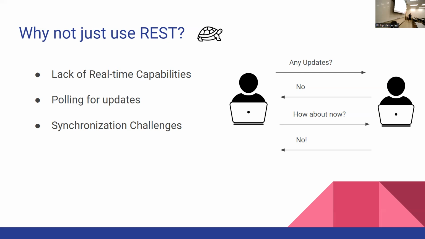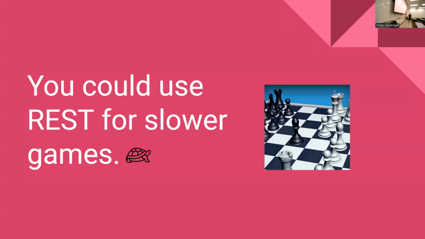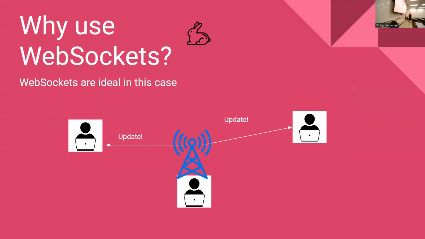So you have all the clients send, like here you see in this picture, a client would say to the server, do you have any updates? The server would say no. And then every second, or whatever timeout you set, it will send another request. How about now, are there any updates? And then the server will say no. So that's polling. The client will have to keep asking the server for updates. So you could use it for a slow game, like chess or some turn-based game, but it's not ideal for most video games.